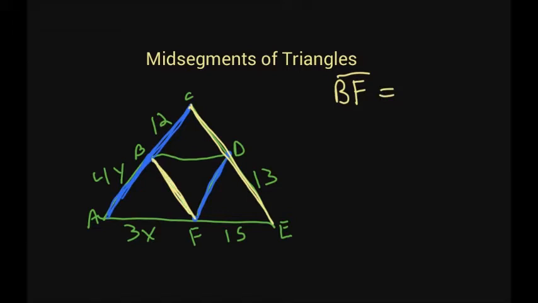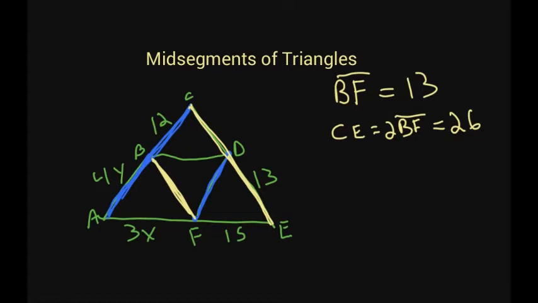BF here is the same length as DE, so BF would equal 13. If we want to project BF to CE, CE would equal 2 BFs. Since we know BF is 13, CE equals 2 times 13, which is 26. Alright, so now let's work on some of these ones we don't know.